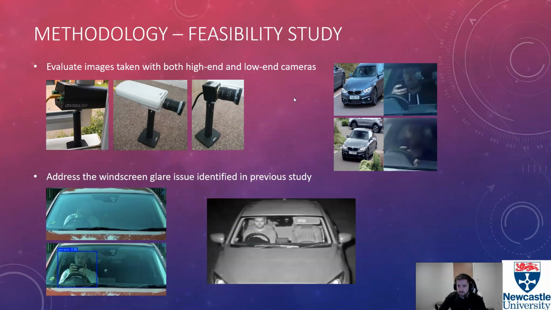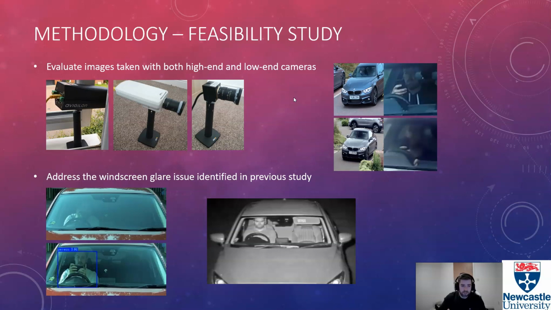The next issue was addressed from a previous study where they were able to detect mobile phones, but they were not able to do it during certain times of the day due to windscreen glare. We were able to solve this issue by using a polarizer filter. We can see the low-end camera and the middle high-end camera. There's a polarizer filter attached to the end of the lens there, and what this would do is allow us to eliminate, well, certainly significantly reduce the windscreen glare.